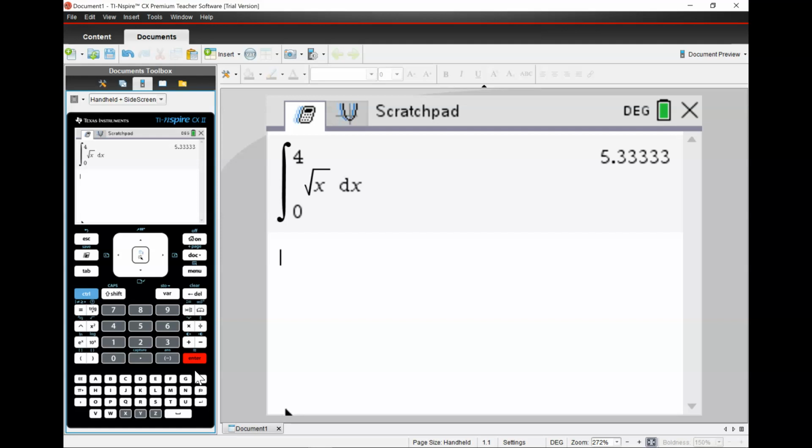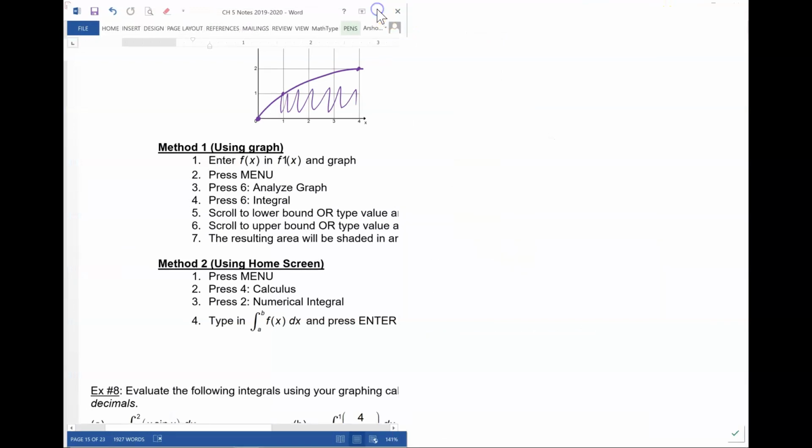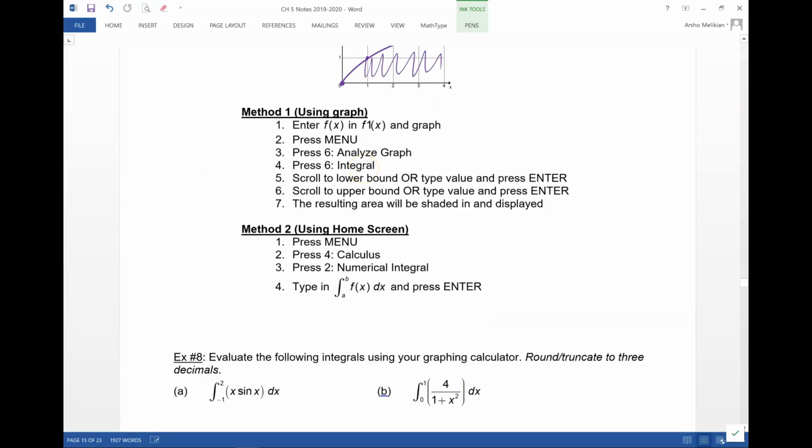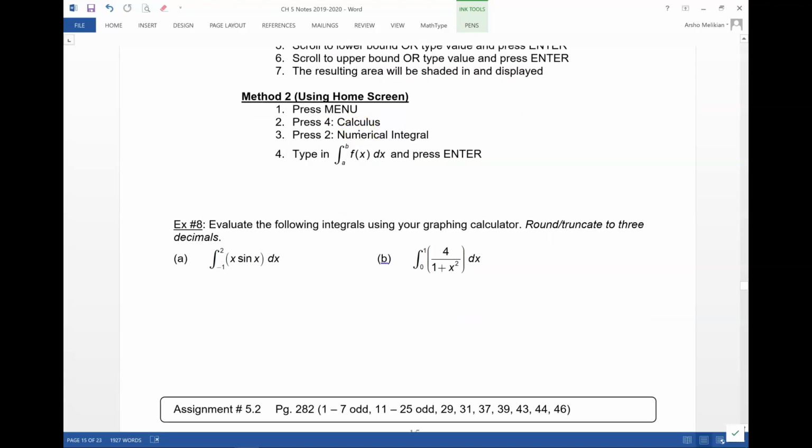Okay? What I want you to do now, while I'm checking their calculators, is do these two here. For this one, your calculator has to be in radian. Okay, go ahead and do these two. Don't call out the answer. Just sit tight. Write it down.